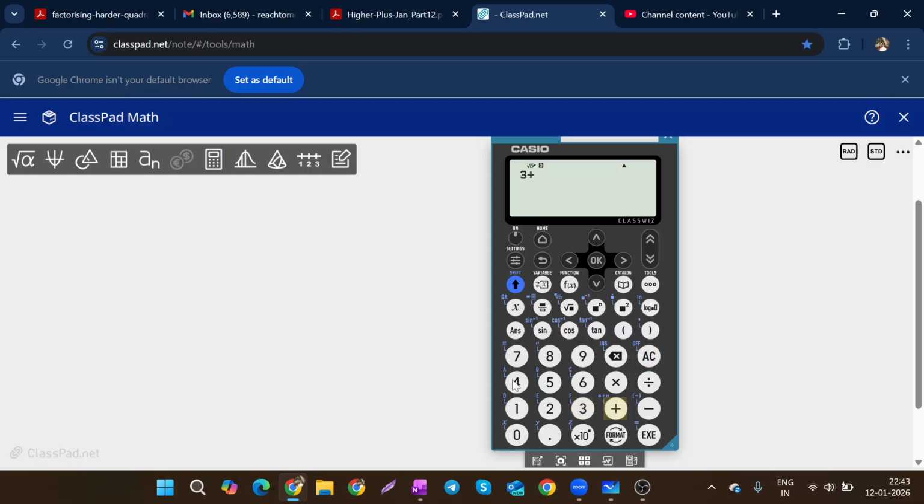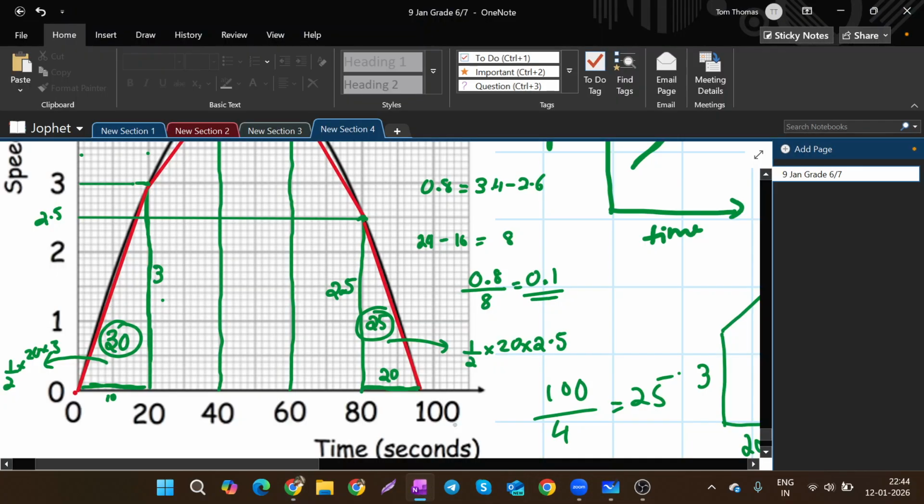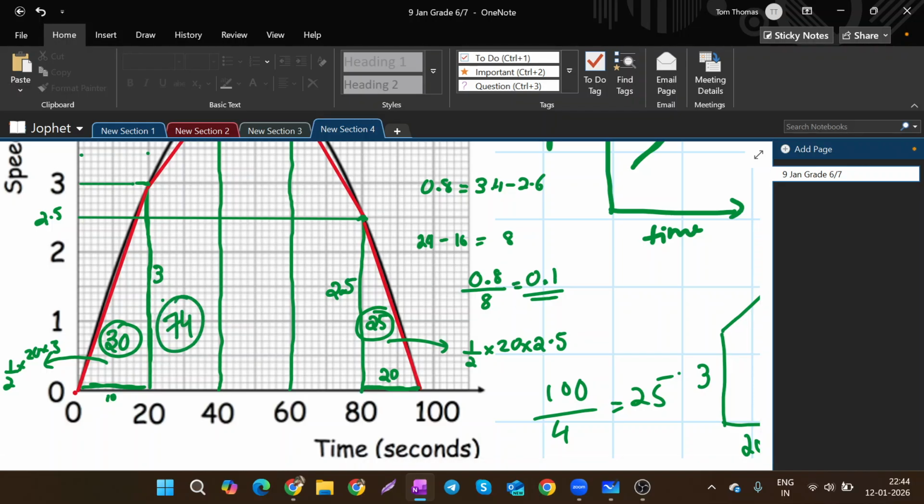3 plus 4.4 is that. Divide that by 2, and that's 3.7. Then times your answer by 20, we get 74. So the first trapezium here would be 74.